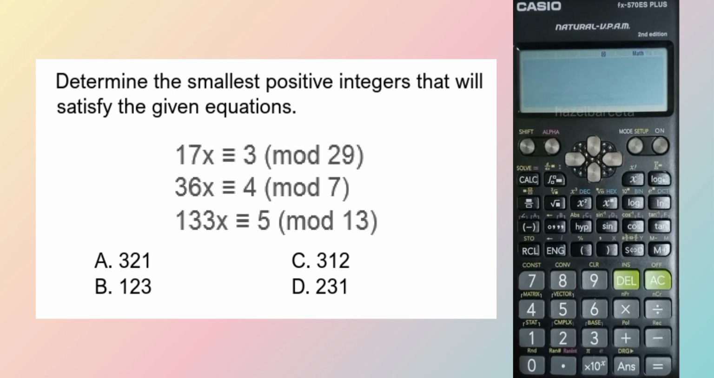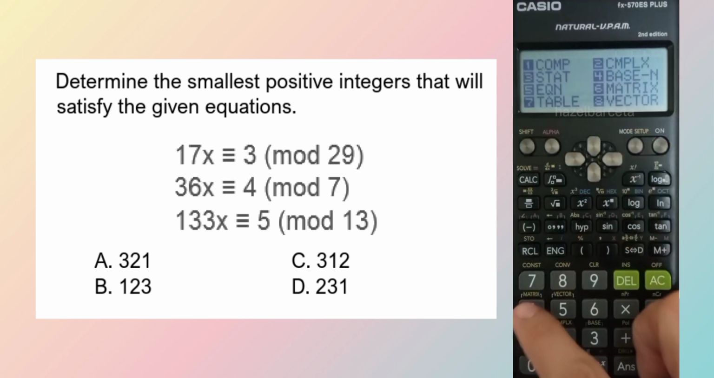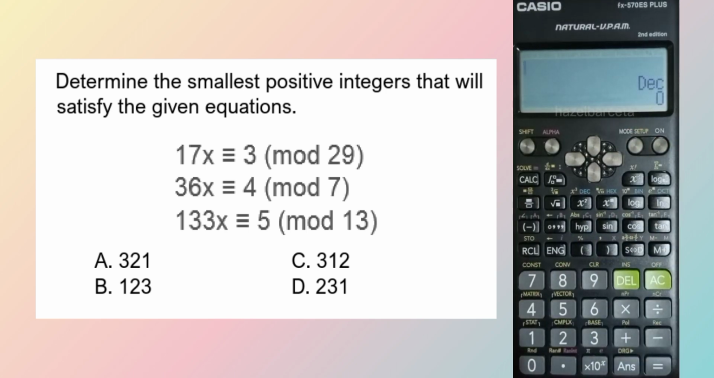Since we are looking for smallest positive integer, letter B na po ang ating uunahin. And we will use mode 4. Dito po sa mode 4, ang pattern po dito ay A mode B. At paano po natin yun i-enter? A minus A divided by B times B. Again, A minus A divided by B times B.